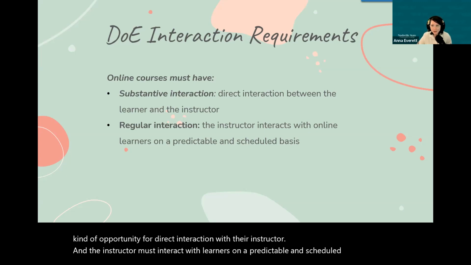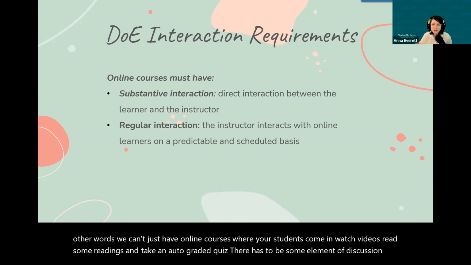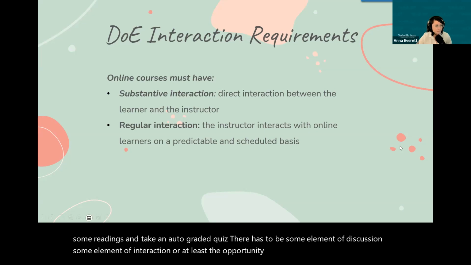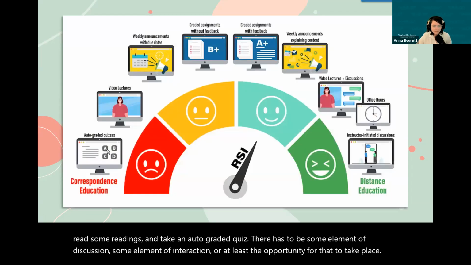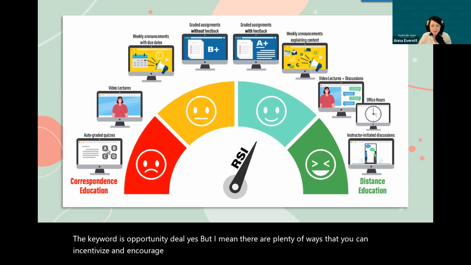So in other words, we can't just have online courses where your students come in, watch videos, read some readings, and take an auto-graded quiz. There has to be some element of discussion, some element of interaction, or at least the opportunity for that to take place. The key word is opportunity, Dale, yes. But there are plenty of ways that you can incentivize and encourage and promote student participation in online courses.